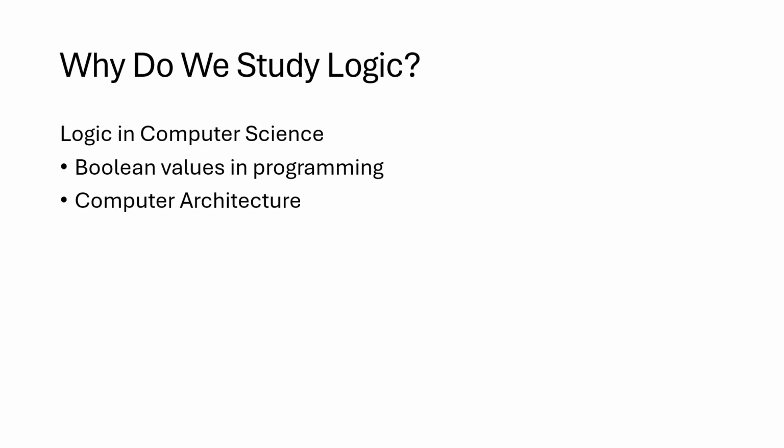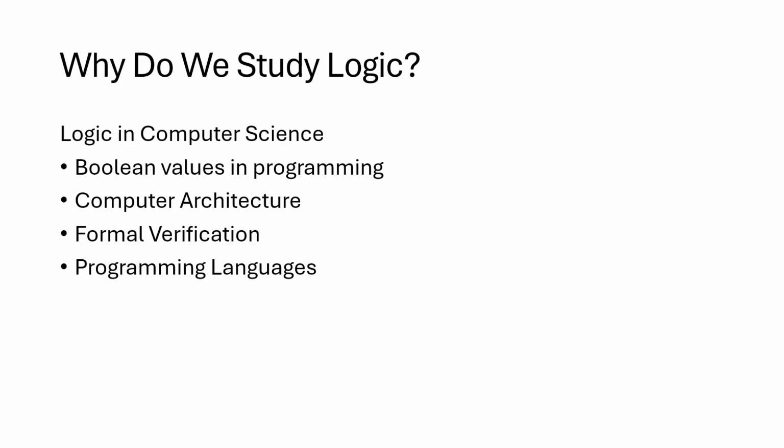In computer architecture, digital circuits are built from logical gates such as AND and OR gates, with propositional logic forming the foundation of CPUs, memory, and arithmetic operations. In formal verification, logic provides rigorous methods to prove that hardware and software systems behave as intended, increasing reliability and safety of these systems. In programming languages, the semantics and type systems are grounded in logic, ensuring programs can be reasoned about formally.